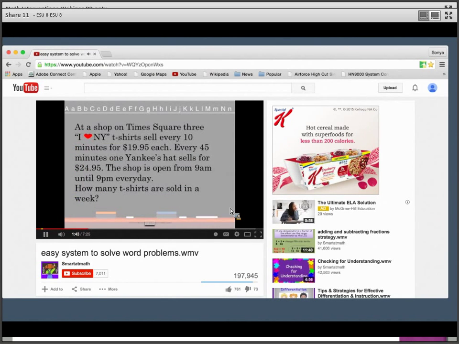So the first step is to read your question. At a shop on Times Square, 3 I Love New York t-shirts sell every 10 minutes for $19.95 each. Every 45 minutes, one Yankees hat sells for $24.95. The shop is open from 9 a.m. until 9 p.m. every day. How many t-shirts are sold in a week?